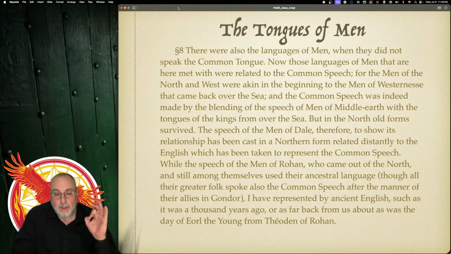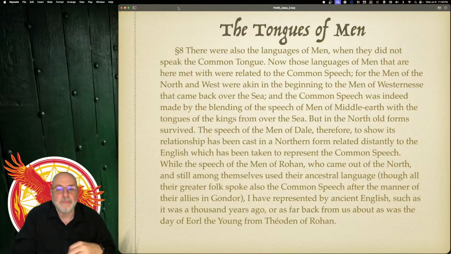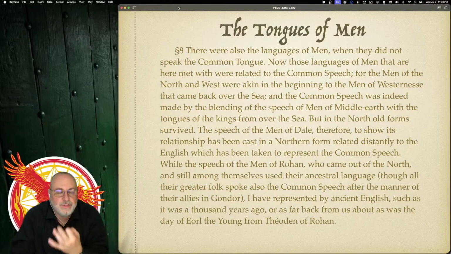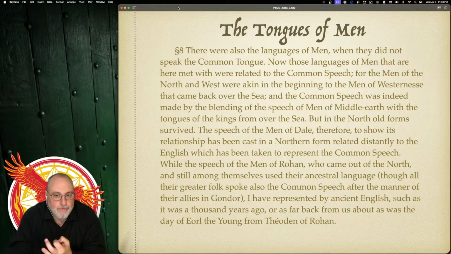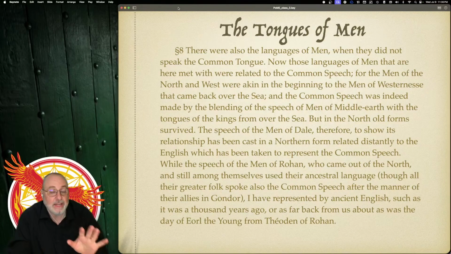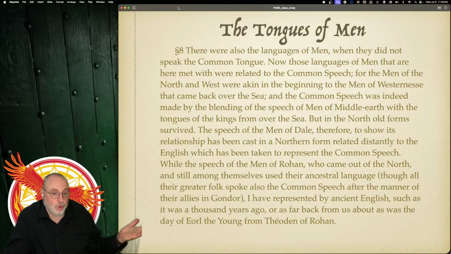Whatever. Anyway, point is, the speech of the men of Dale, to show its relationship, has been cast in a northern form. That's why you'll see Norse names associated with Dale. Related distantly to English, as indeed Old Norse is related distantly to English. While the speech of the men of Rohan, who came out of the north, I've represented by ancient English, right? They're Old English.